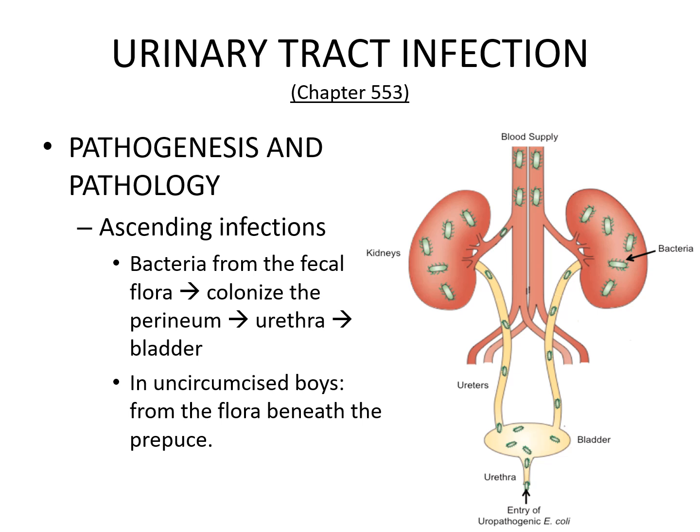So how will this urinary tract infection come about? The first possible cause is ascending infection. Usually the bacteria from the fecal flora, from the poop or from the stool, accidentally gain access to the urethra, or the urinary tract. Bacteria from the fecal flora will colonize the perineum, and then eventually go up to the urethra, to the bladder. Some of these bacteria will even go up to the upper urinary tract and to the kidneys. Usually these are from uncircumcised boys, wherein the flora is from beneath the prepuce, which I have mentioned earlier.